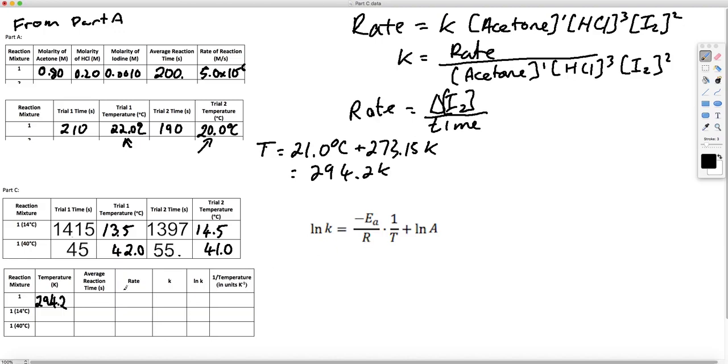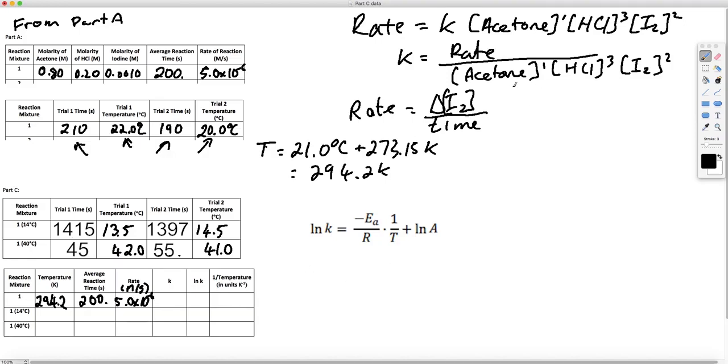The average reaction time, that's going to be what we got from up here. That's the 210 and the 190. That's how it came out to 200 on that one. That was for that reaction 1 there in Part A. The rate was 5.0. I'm going to put some units here, molar per second. That's 5.0 times 10 to the negative 6. Again, we got that from Part A.